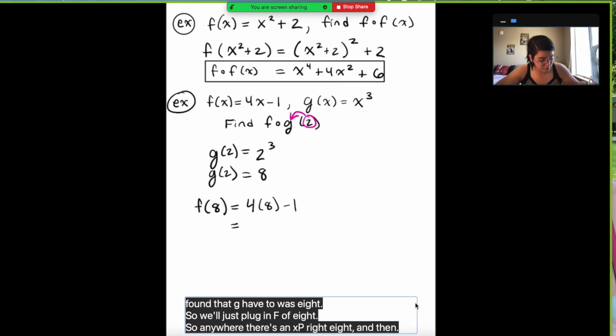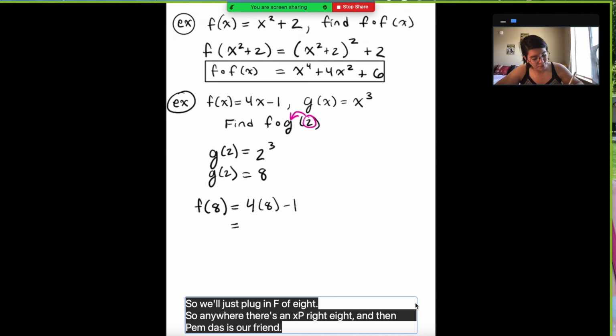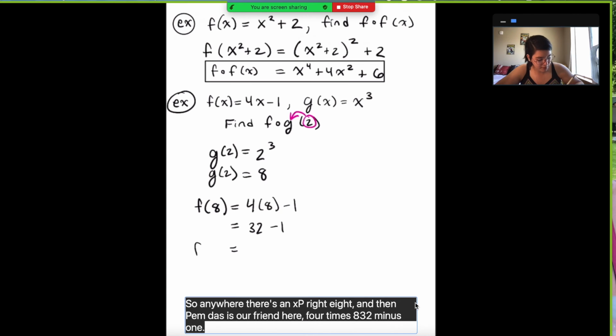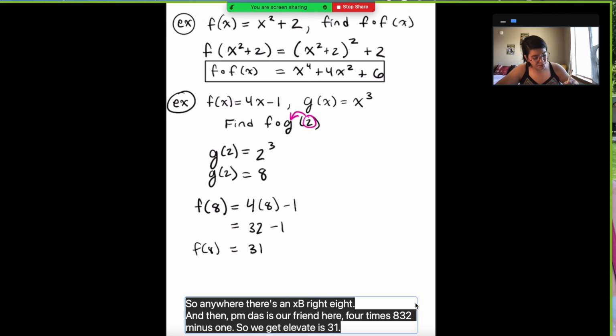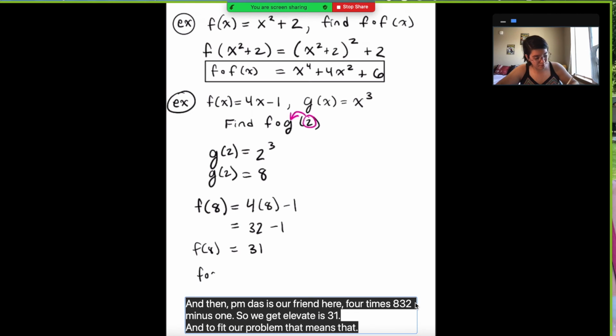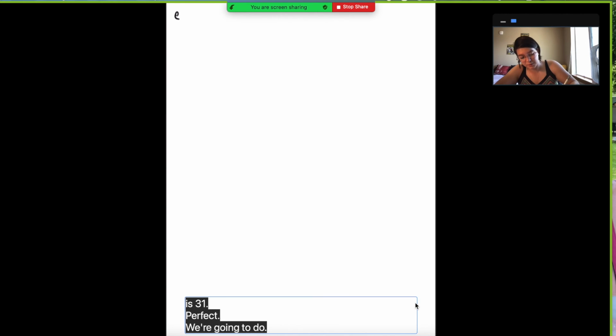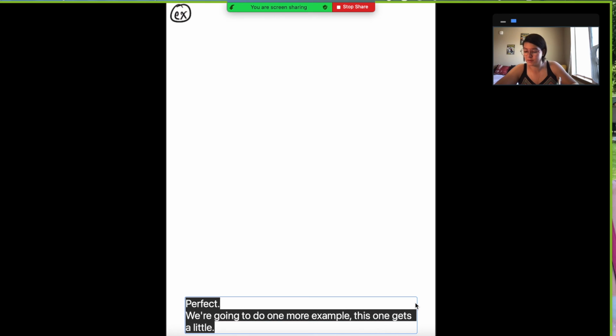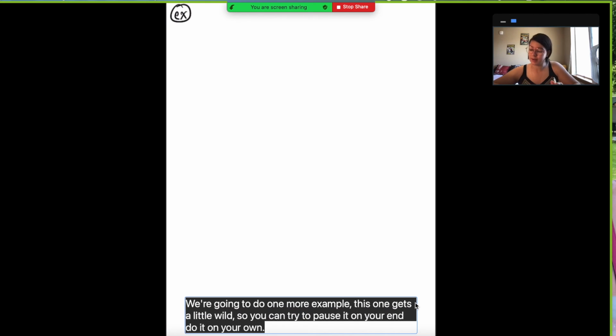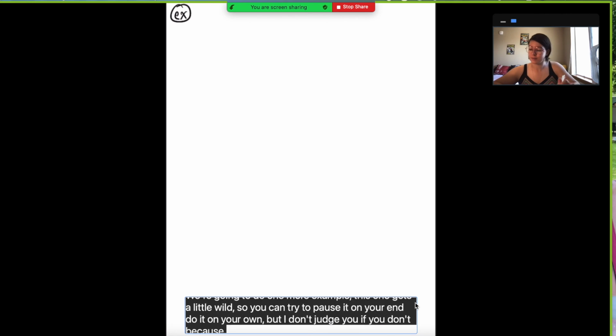And then PEMDAS is our friend here. 4 times 8, 32, minus 1. So we get f of 8 is 31. And to fit our problem, that means that f of g of 2 is 31. Perfect. We're going to do one more example. This one gets a little wild. So you can try to pause it and do it on your own, but I don't judge you if you don't, because it's kind of crazy.